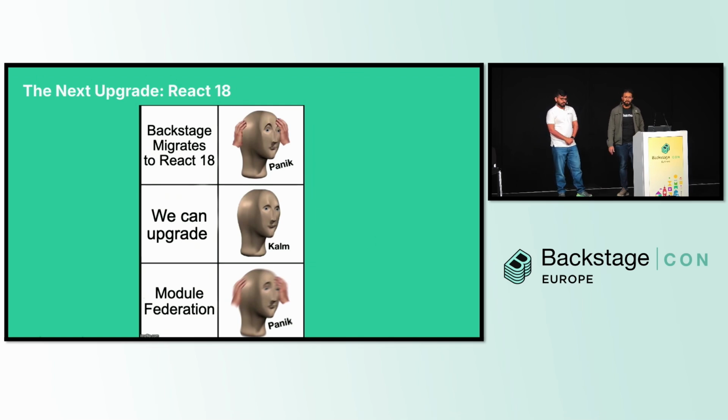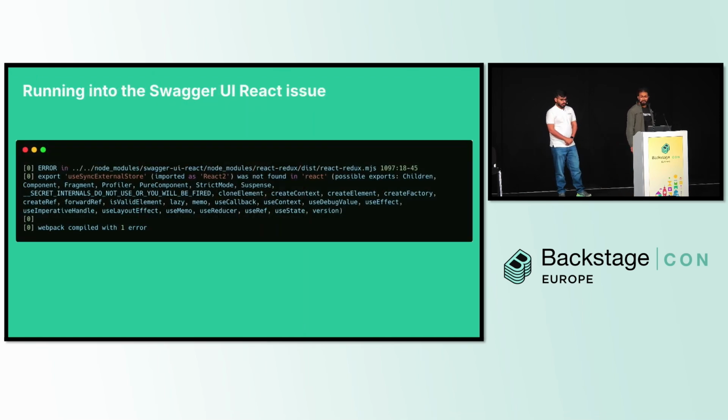So we had two options: either we upgrade the platform to React 18, or we try to upgrade Backstage without upgrading React. We went with the latter. We decided it would be easier to try to upgrade Backstage without upgrading React and try it out. And we did it. And fortunately for us, everything worked fine except one library. That was Swagger UI React. So this was the error we saw on the screen.